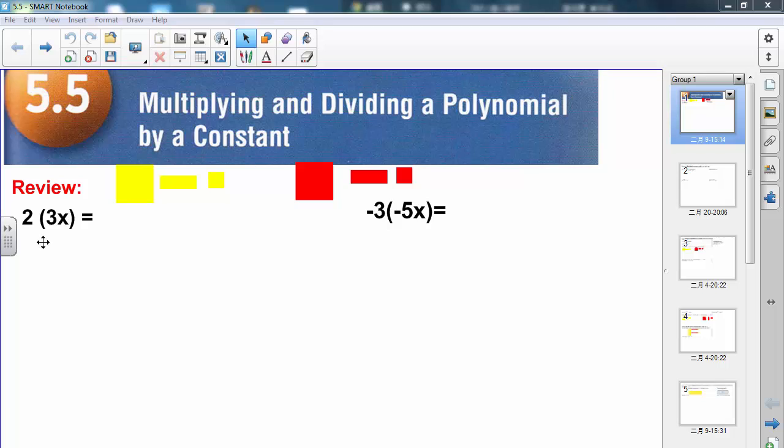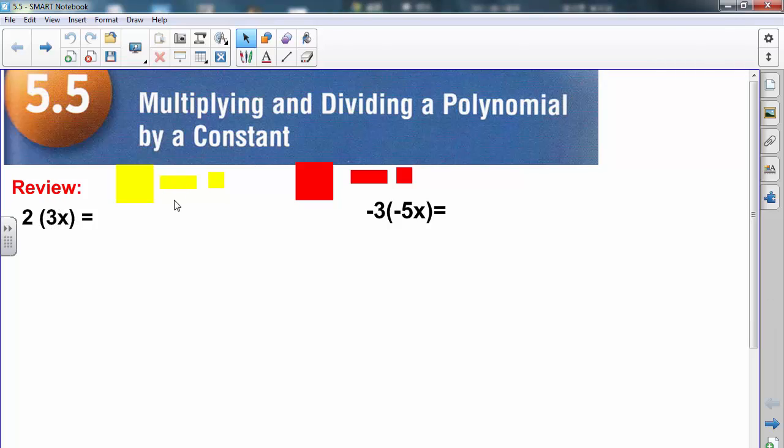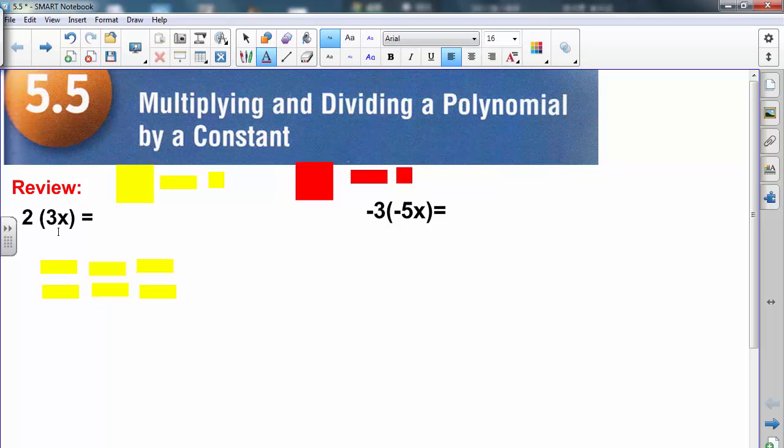In Math 8, we learned how to multiply a constant by a monomial. For this monomial 3x, we can use 3 yellow rods to represent 3x. Multiply by 2 in front means I have 2 sets of those 3 yellow rods. So I need to get another set. Right now I find that I have 6 yellow rods in total. So 2 times 3x, the answer is 6x.